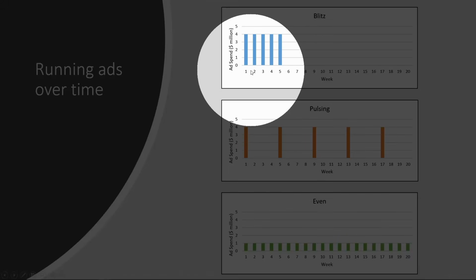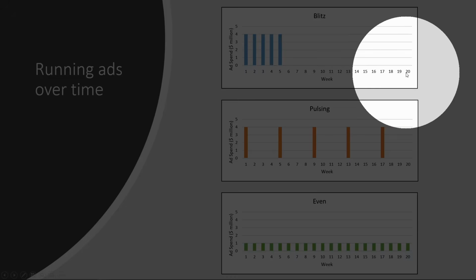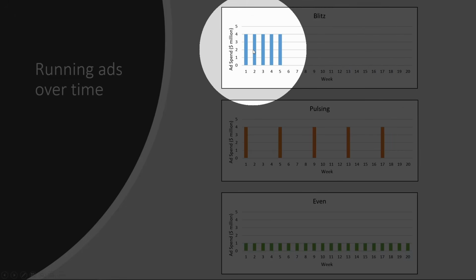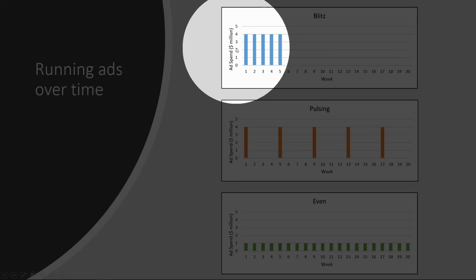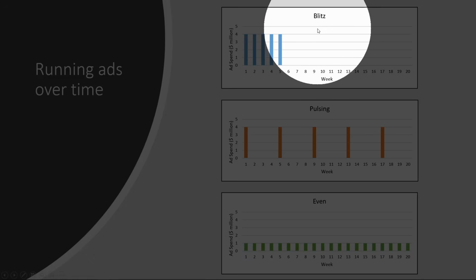The first way is what we call blitz. In blitz, the advertising is very concentrated, very high level of advertising during a relatively short period of time, followed by a longer period of time where you run no ads. So here you have $20 million advertising budget running only during the first 5 weeks. So you're running $4 million of ads each week. So very intensive advertising. That's blitz.